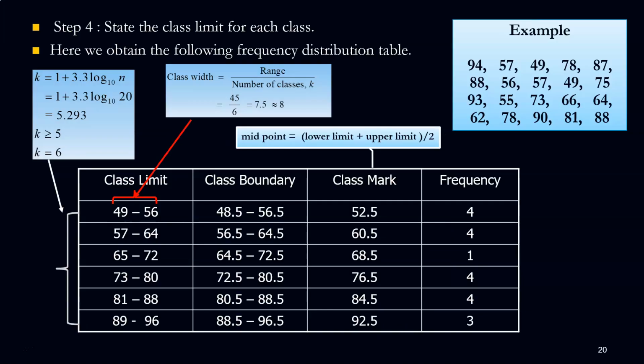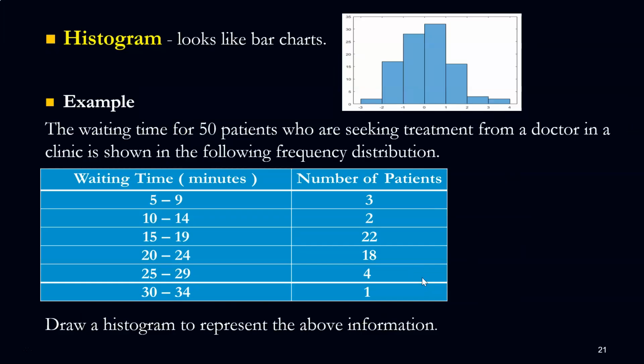Okay, so after you finish obtaining your frequency distribution table, now you can obtain your histogram. So what is a histogram? This is actually how a histogram looks like. It looks like bar charts. Dia macam ni. Petak-petak 4 segi. Macam bar charts lah. That is histogram.